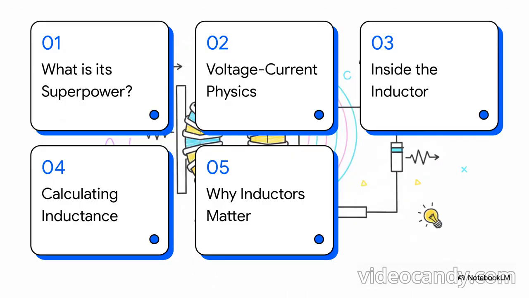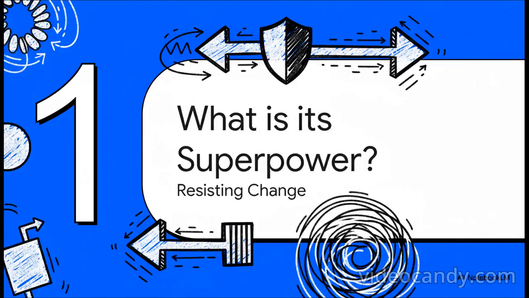So here's the game plan. First, we're going to explore that core superpower. Then we'll get into the physics of its voltage-current relationship, crack one open to see what's inside, figure out how its strength is calculated, and finally, we'll tie it all together to see why it's so darn important. All right, let's get right to it.